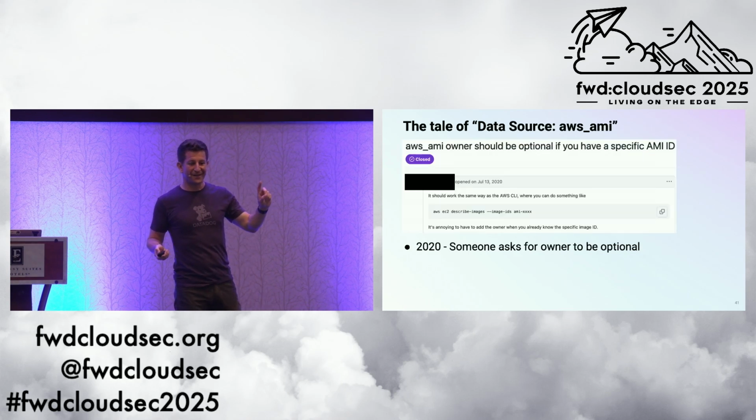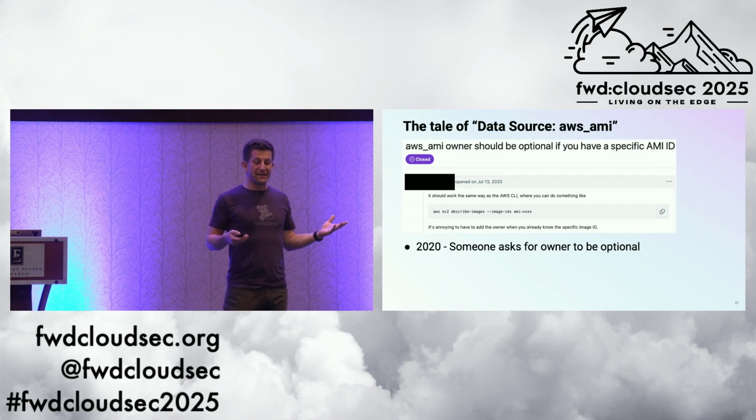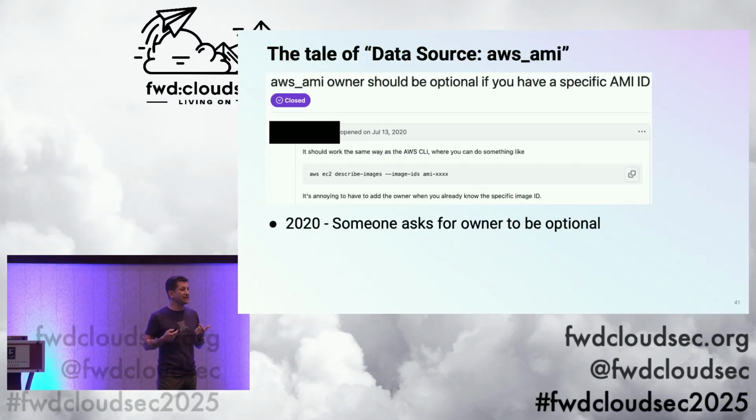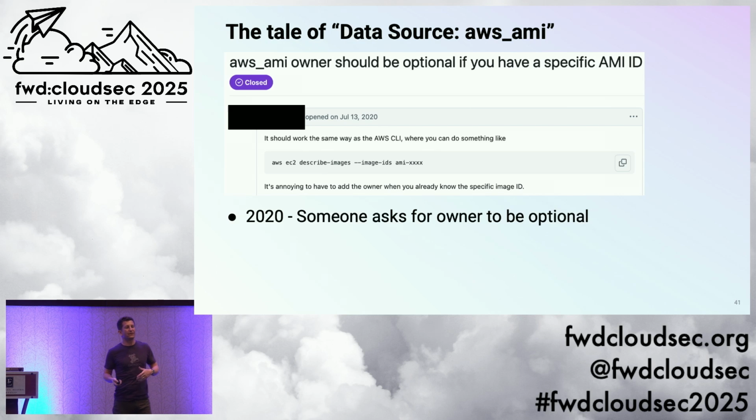The story's not over. They had a really good reason. They said, sometimes I have the image ID, and I don't want to have to then search for the account associated with the image ID. Don't make it required. It's an extra step. The Terraform team stood strong. They said, no, there's a CVE. That's why we have it this way. And the person who made this request was like, I didn't know about it. Makes total sense.